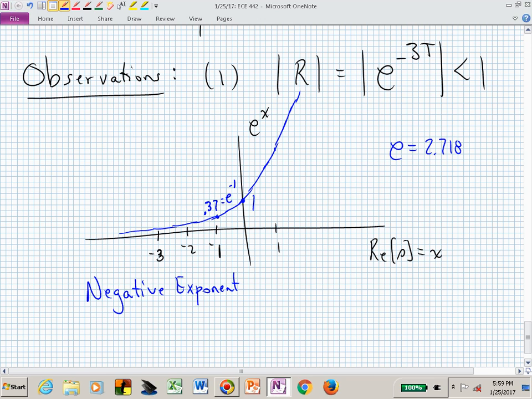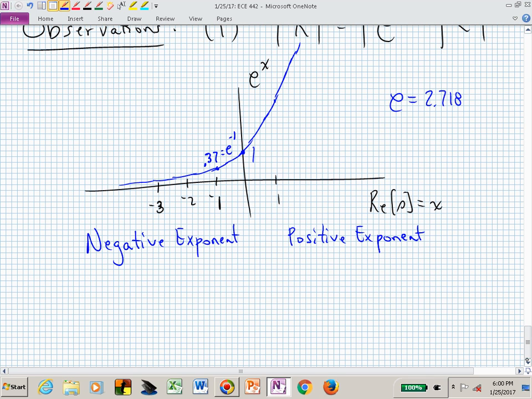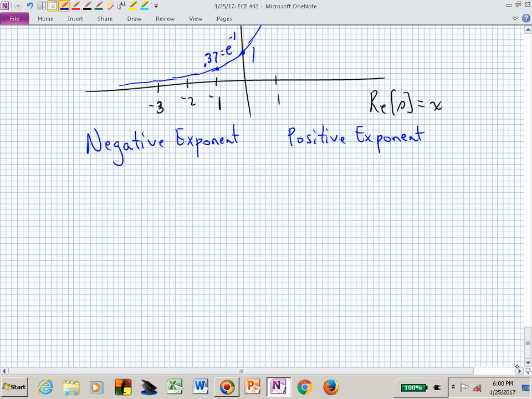What happens if we have a positive exponent? That's over here. Now we're bigger than 1. That's about one of the key things that we need to keep track of in this complex Z-plane: what is that S value? Is S negative? Is it positive? And now that tells us something about the behavior of our discrete time system.